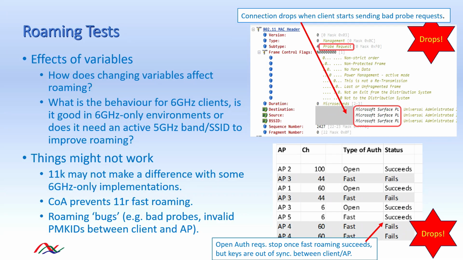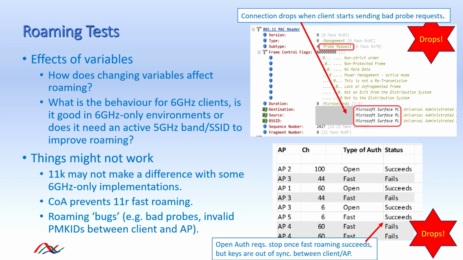The roaming behaviour of clients varies in different situations. For example, on different bands, with different channel widths, with different types and ranges of channels. It's therefore important to test for variables relevant to the design choices of the Wi-Fi design. Testing for 6 GHz is particularly useful, and you can test with different SSIDs: 5 GHz only, dual 5 GHz and 6 GHz, or 6 GHz only.